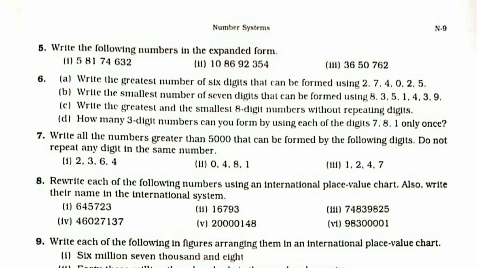Now we are moving forward towards question number 7. Write all the numbers greater than 5000 that can be formed by the following digits. Do not repeat any digit in the same number. So now some digits are given here. First and third part we will solve.